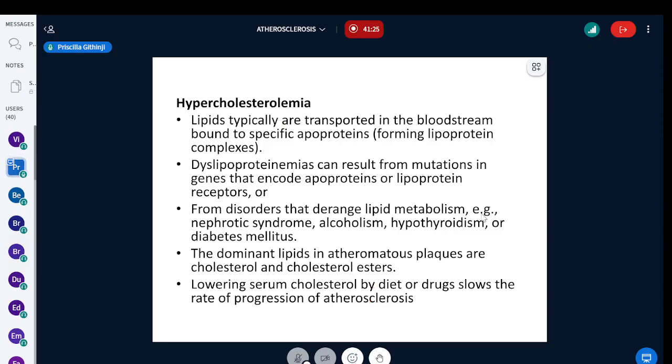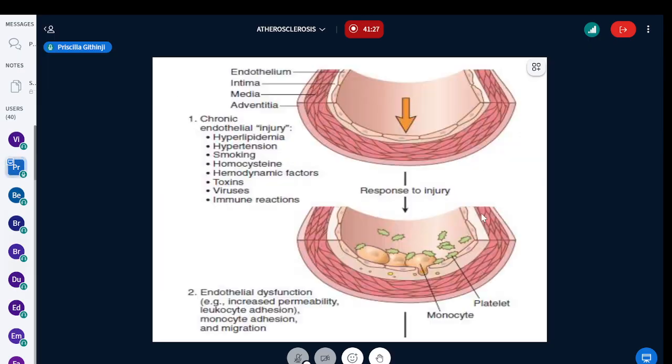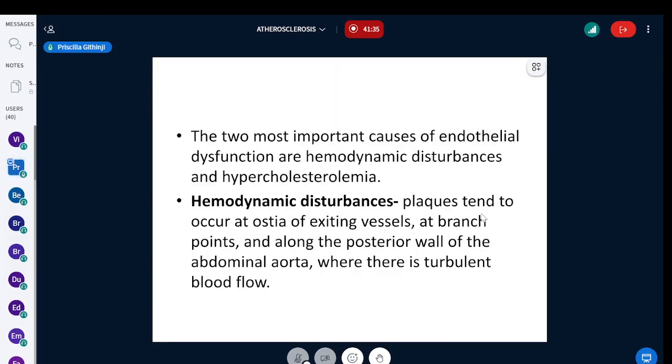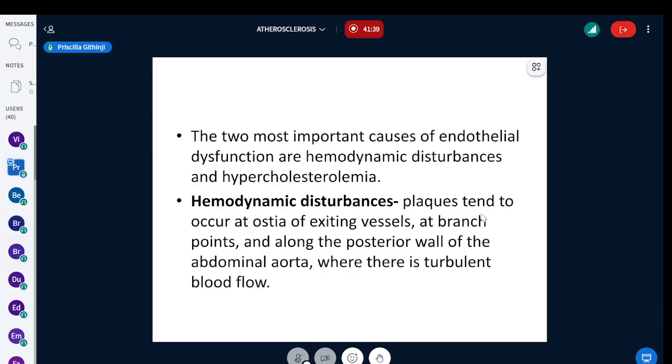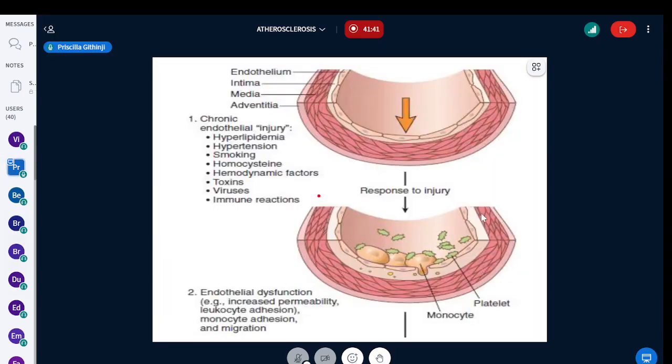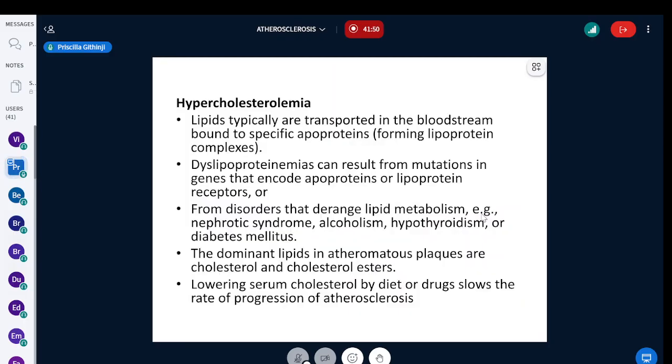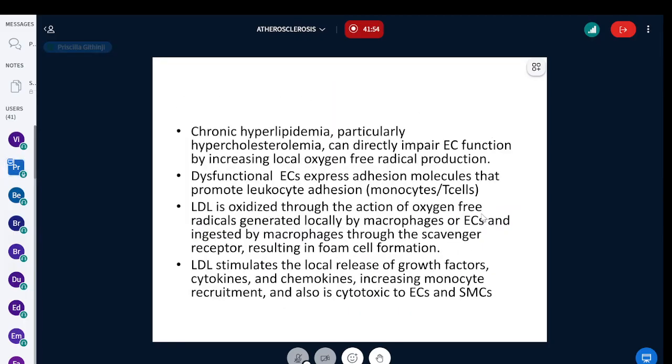So you can have hemodynamic disturbances, but if you do not have hypercholesterolemia, then you're unlikely to have progression of your atheromatous plaques. But if you have these hemodynamic disturbances and you have the rest, you have hypertension, you have diabetes and all that, as long as your endothelium is damaged, then the probability of developing atheromatous plaques becomes increased.